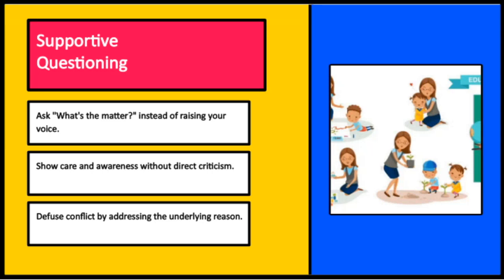When it comes to diffusing conflict, one of the most effective strategies is to address the underlying reason behind the tension. Instead of reacting emotionally or defensively, try to understand what's really going on beneath the surface. Showing genuine care and awareness is crucial here, and it's important to do so without direct criticism, which can escalate the situation. For example, instead of saying something confrontational, ask a simple, caring question like, "What's the matter?"